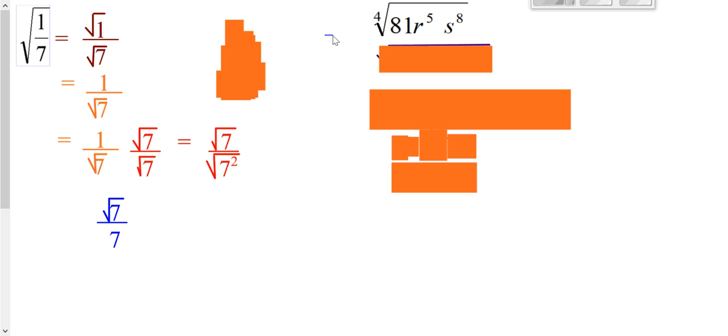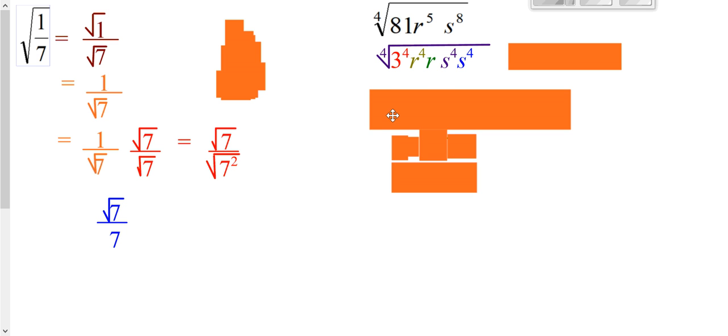Over here, we have an index of 4 in front, and we have some exponents that are higher than 4 on the inside, so we should be able to rewrite this. Also, 81, if you do the prime factorization of 81, is 3 to the 4th. So there's your 81. I'm going to go with r to the 4th because it's a 4th root, and I still need another r to get to that r to the 5th. My s to the 8th would be an s to the 4th and another s to the 4th.